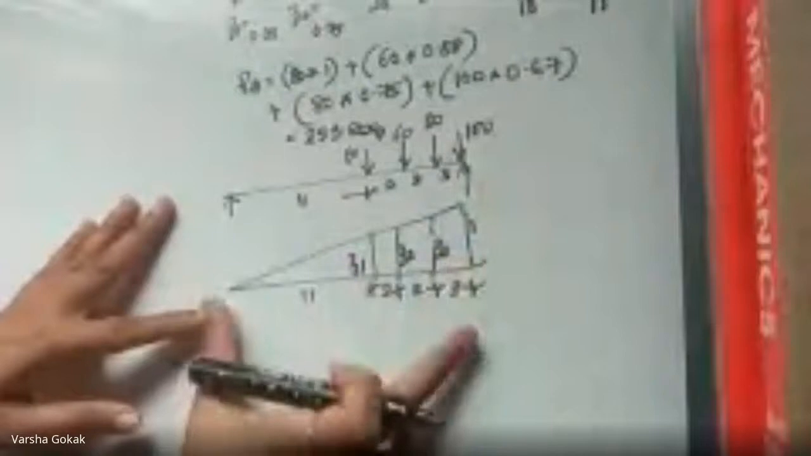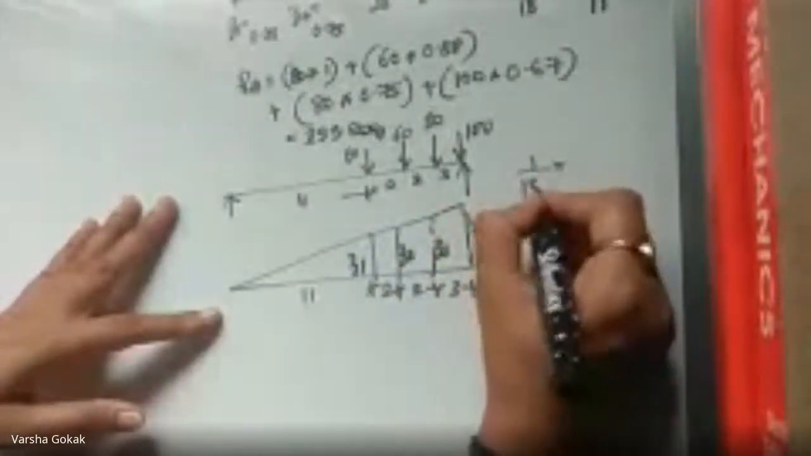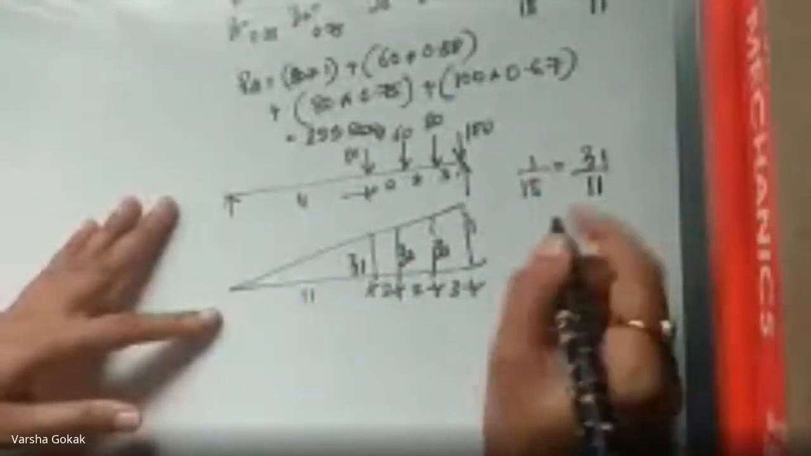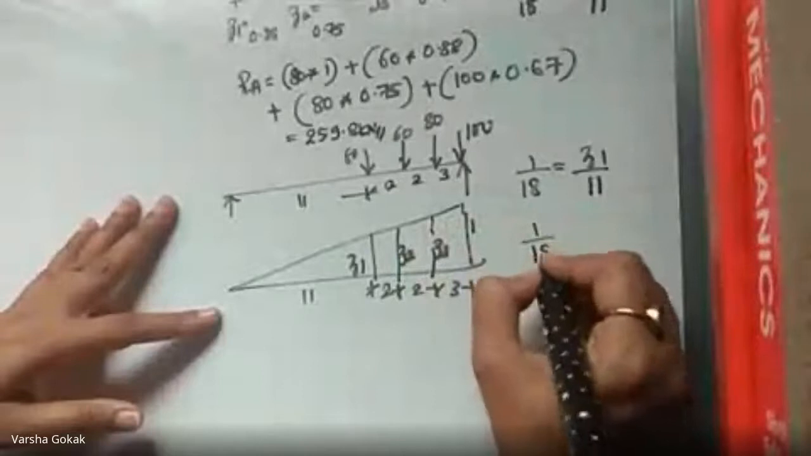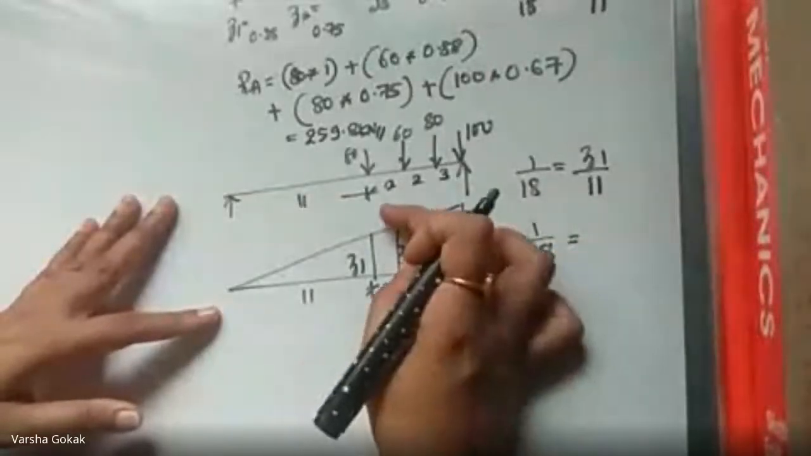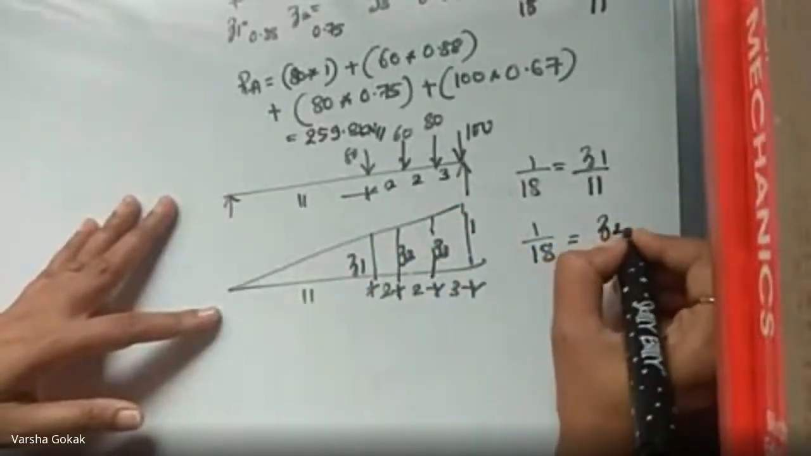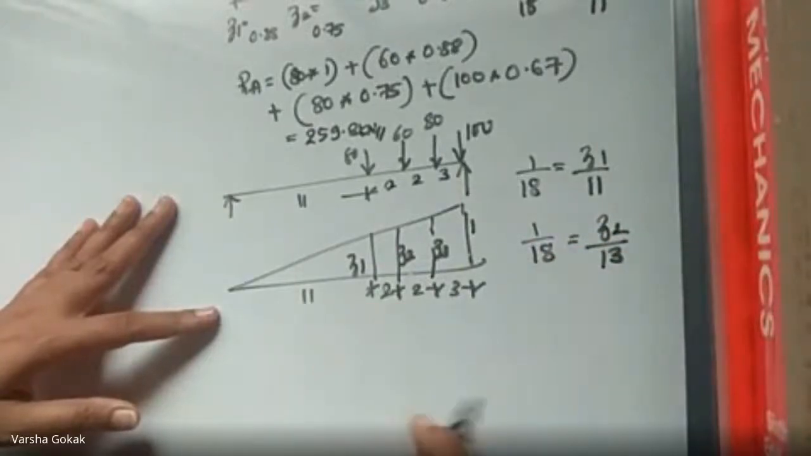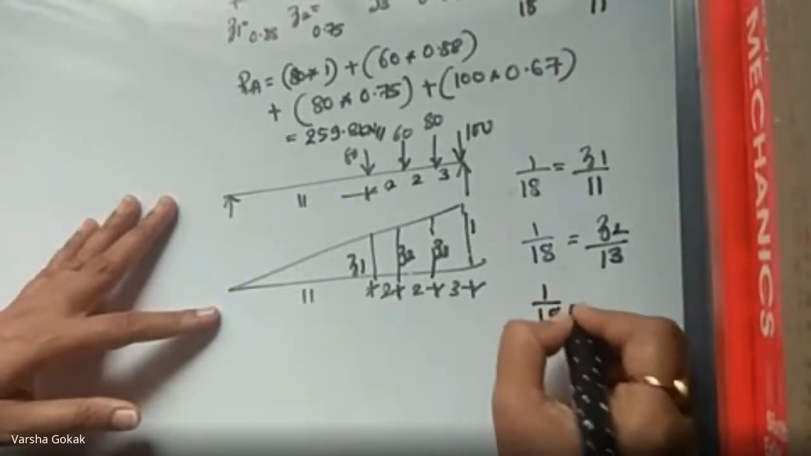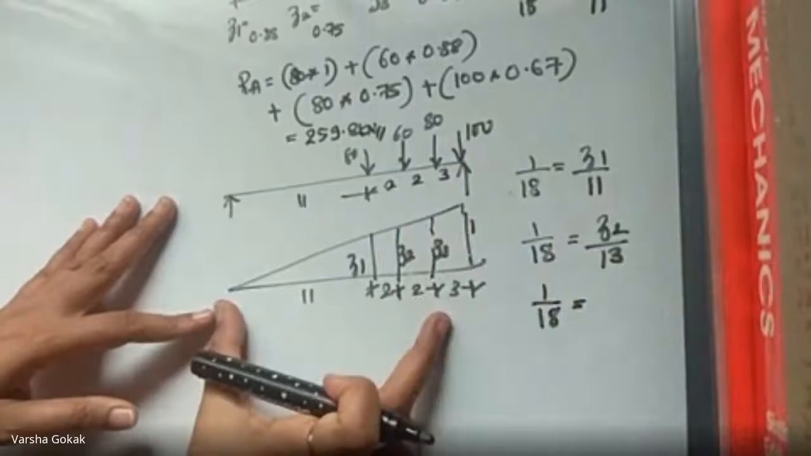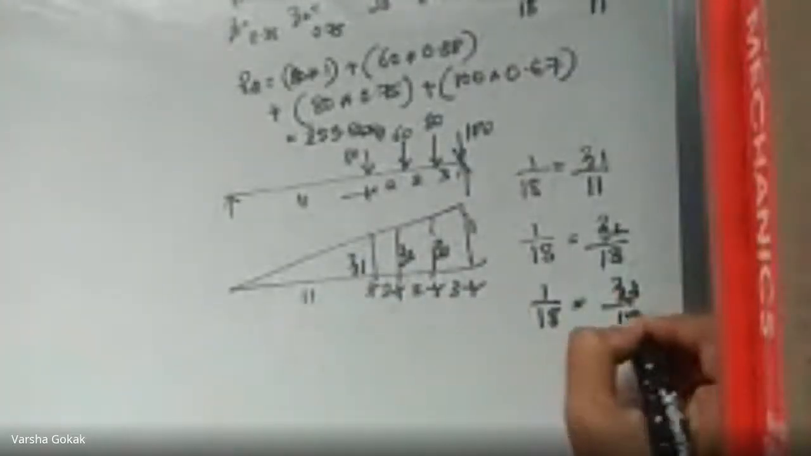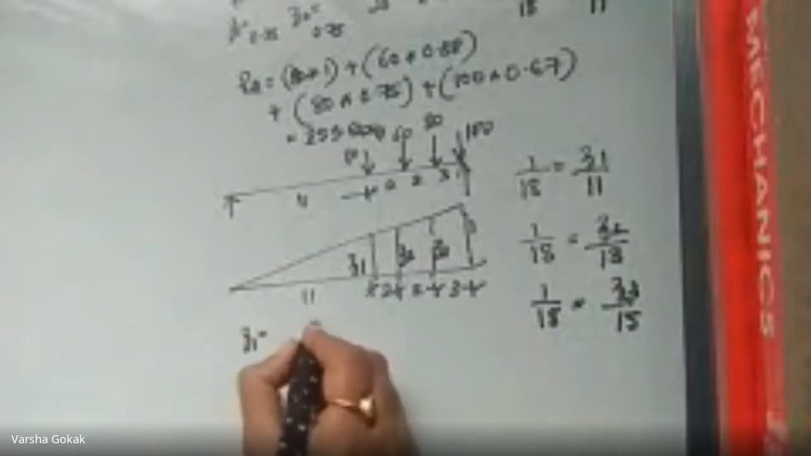1 divided by 18 will be equal to Z1 divided by 11. Similarly, 1 divided by 18 is equal to Z2 divided by 13, that is 11 plus 2. 1 divided by 18 equals Z3 divided by this distance, that is 13 plus 2, which would be 15. So get me the values of Z1, Z2, Z3, please.